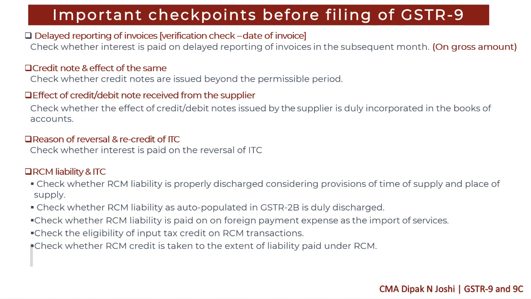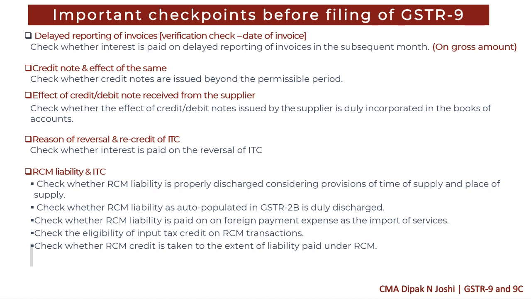For example, in case of rent a cab, where you require renting of a motor vehicle, you are required to pay tax under reverse charge mechanism on renting of such motor vehicle. However, section 17 subsection 5 restricts credit on rent a cab. So in that case, you are paying tax under reverse charge mechanism, but you are not eligible for the ITC because that credit is specifically restricted under section 17 subsection 5 of CGST Act.